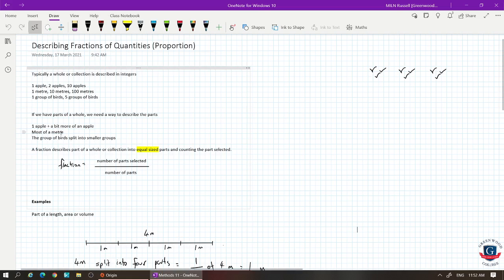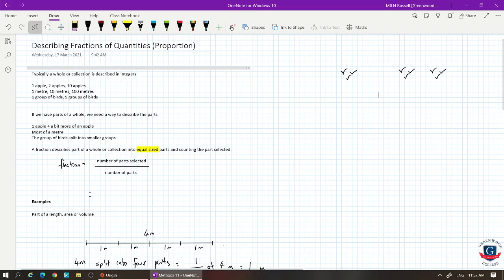And if we use natural language, describing a part can be quite imprecise. So we might have an apple and a bit more of an apple, or most of a meter, or a group of birds split into smaller groups. So if we had 3 groups of birds here and we wanted to split them into a smaller group, we might have 1 group of birds and 2 other groups of birds. What we want is some more precise language, so we can describe what it is that we're trying to achieve, better than just a bit more, or most.